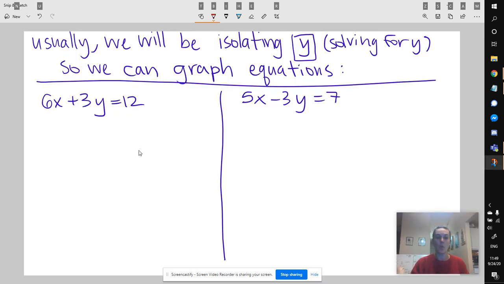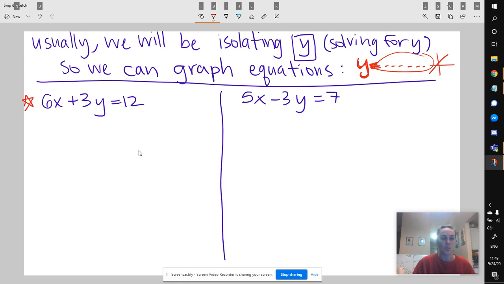Usually, when we have more than one variable in an equation and we want to isolate one of the variables, we're usually isolating for y. We're usually trying to solve for y to get y by itself so we can graph equations. Because usually when we graph, we've got y equals some stuff, and then we use this stuff to graph a line. But in order to be in this form, we have to have y by itself on one of the sides. So we're going to practice getting y by itself here.